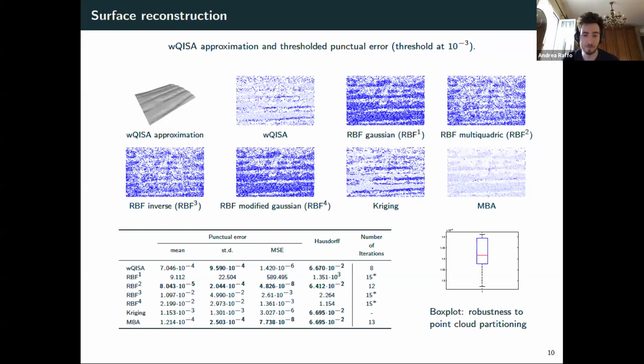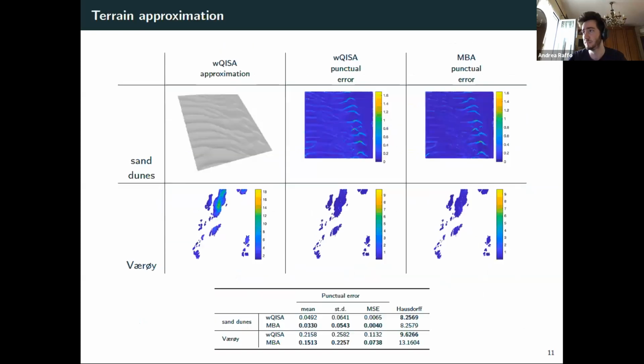For a quantitative comparison, we can have a look at the table. We can see that our method has similar results to the others when we consider the Hausdorff distance and the standard deviation, while it's slightly worse with respect to the mean and mean square error. The box plot is just a part of a wider test in which we have checked that the results of this approximation do not depend on the chosen partition of the initial point cloud into training, validation, and test set.